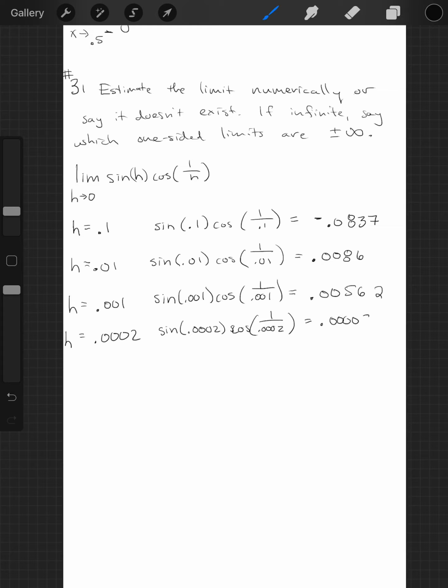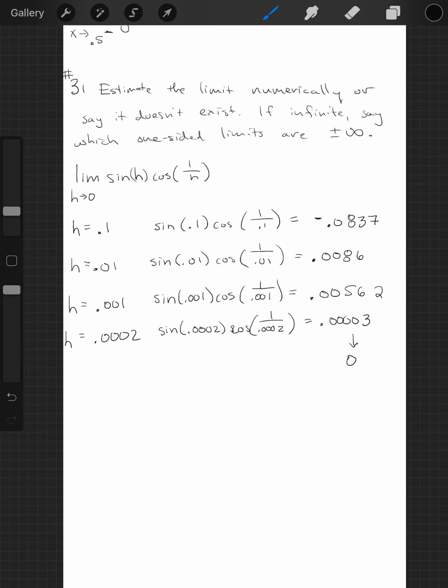And I got 0.00003. And then I can't read my handwriting, but that's more than 4 digits anyway. Right, so I'm pretty sure this is getting on towards 0. Right? This really looks like we're going to 0.